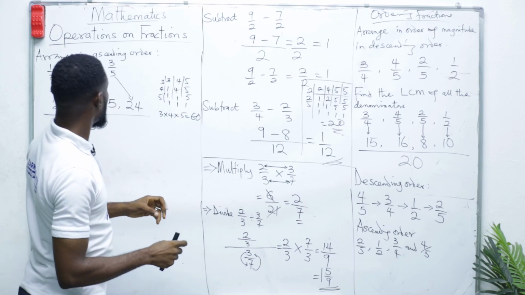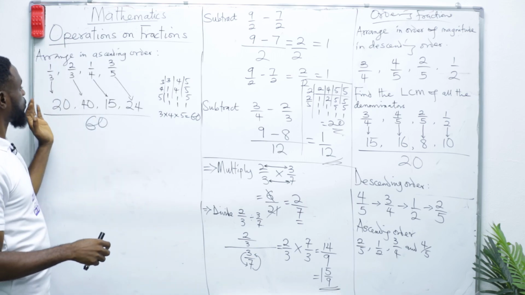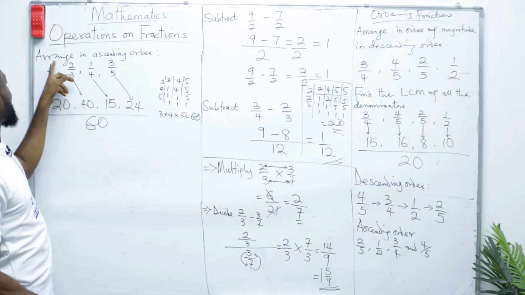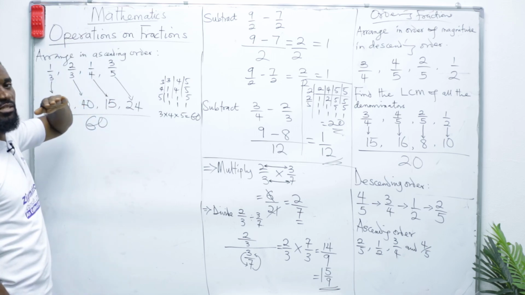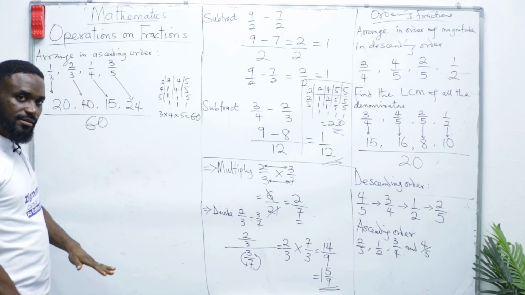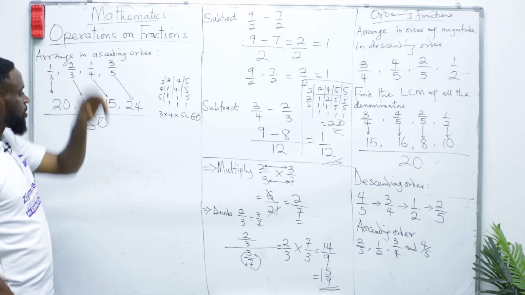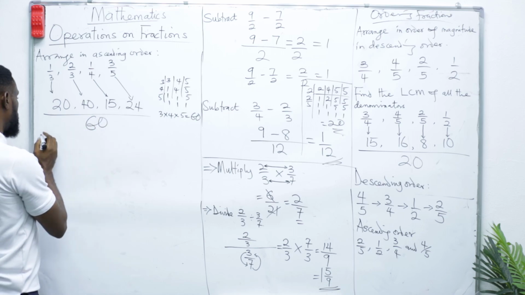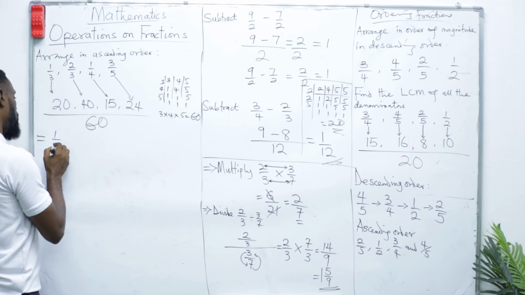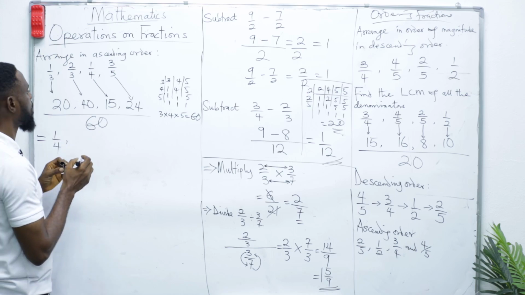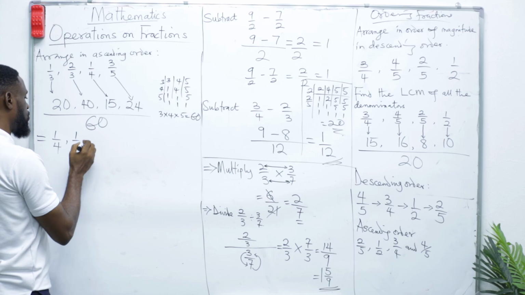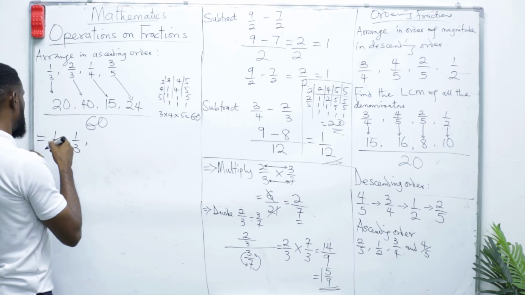So, if we look at what we have here, the highest number is 24, and they are asking us to arrange in ascending. Ascending means from the least to the highest. So it means we'll start from the least, which is 1 over 4. So this is equal to 1 over 4, comma. The next one is 1 over 3.